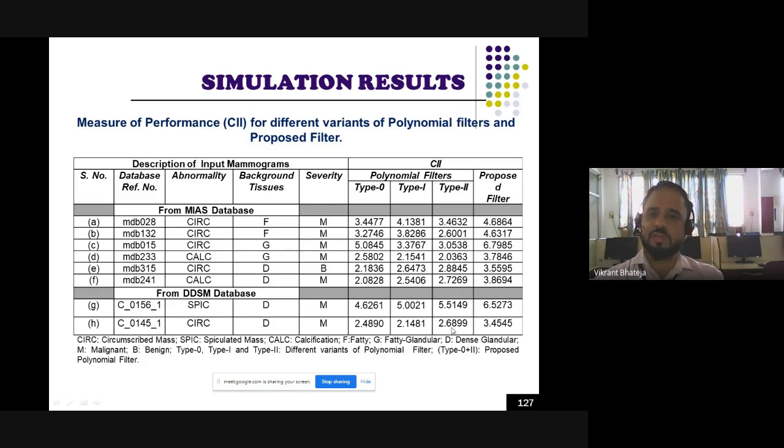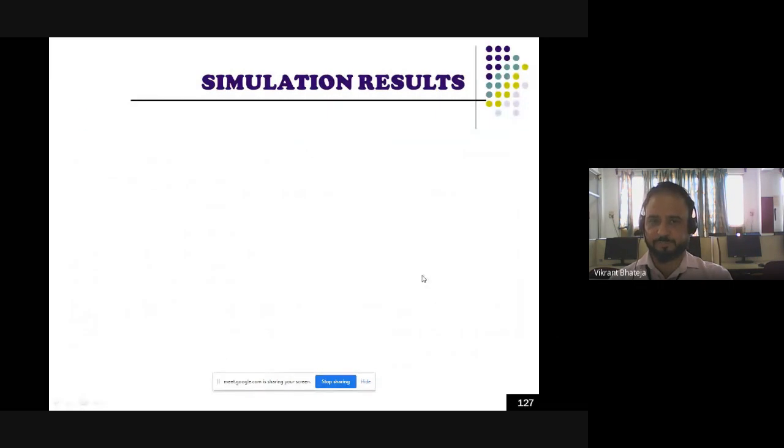So if you see this particular tabular comparison, you'll see the response of CII for the type 0 filter, type 1 filter, and type 2 filter. And if you see the response of the proposed filter, where a type 0 and type 2 combination is used, then certainly all these CII values are very, very much higher in comparison to each one of these filter responses.